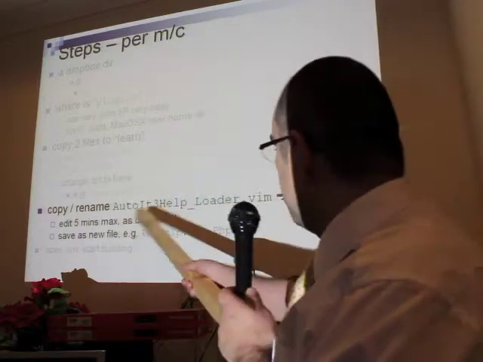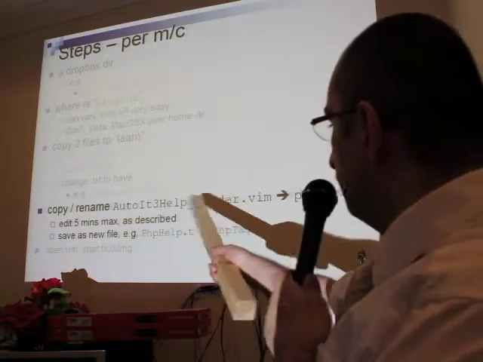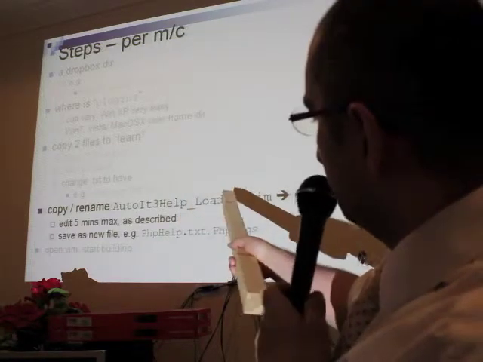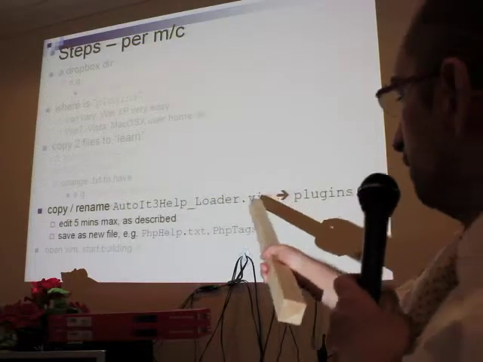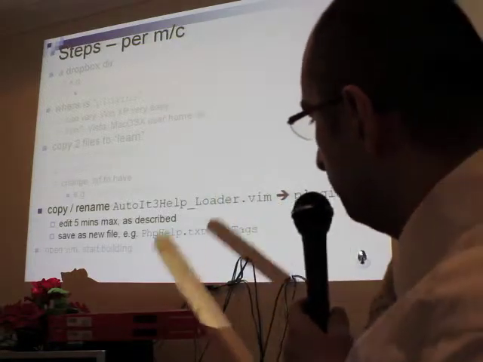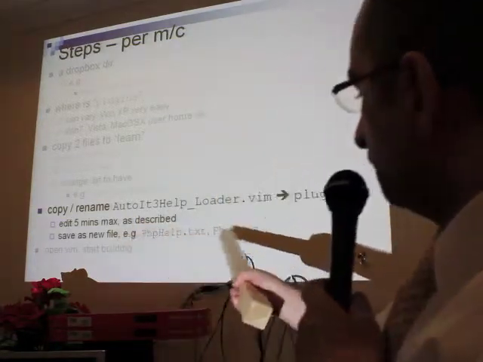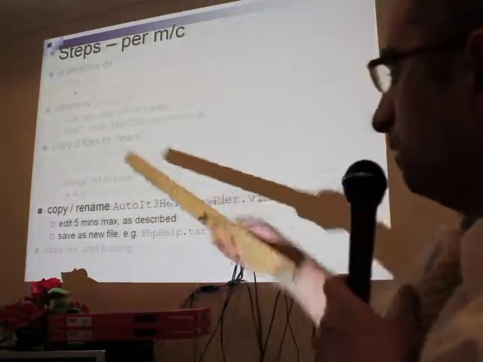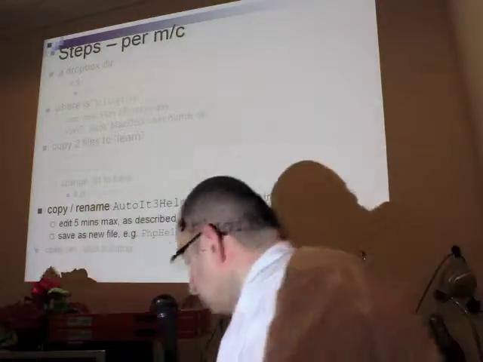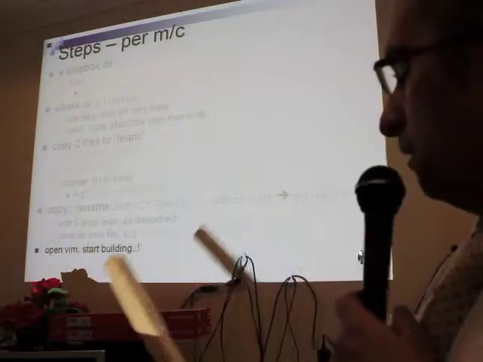Sorry, that actually relates to that. Edit that for 5 minutes max, and then you save it as php help loader.vim, something like that. I didn't make that clear. And then the new ones, the PHP help text and the tags, you just create based on those. You just rename those and edit them as you want. So once you've done that, you open your Vim and start building.